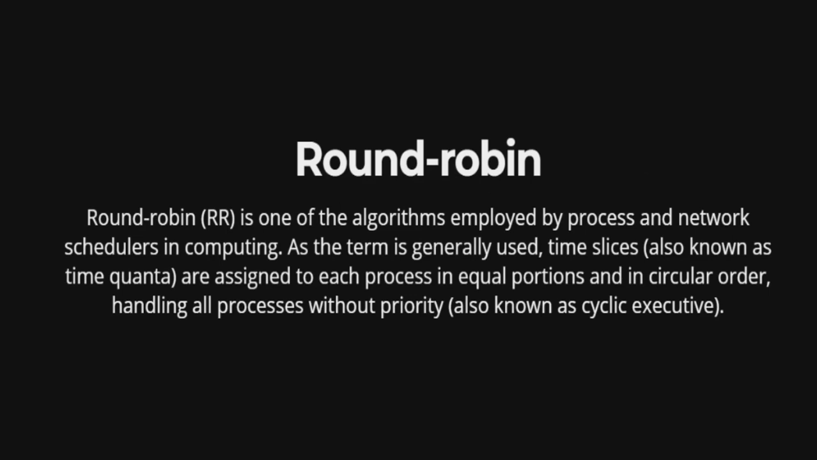Round robin. Round robin, RR, is one of the algorithms employed by process and network schedulers in computing. As the term is generally used, time slices, also known as time quanta, are assigned to each process in equal portions and in circular order, handling all processes without priority, also known as cyclic executive.